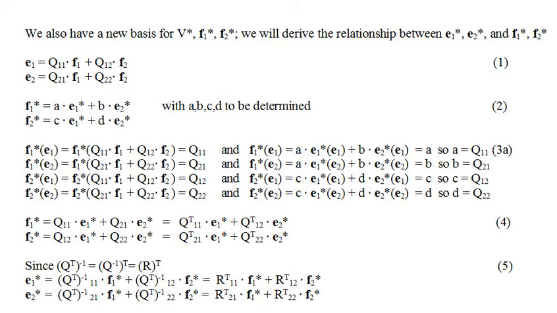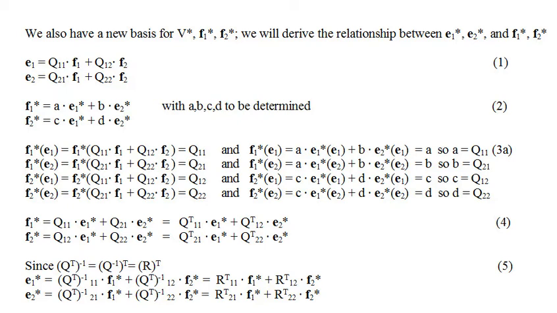Looking at line 3A, F1 star of E1 equals F1 star of Q11 times F1 plus Q12 times F2, and that equals Q11. And F1 star of E1 also equals A times E1 star of E1 plus B times E2 star of E1, and that equals A. So we have that A equals Q11. Similarly, we see that B equals Q21, C equals Q12, and D equals Q22.